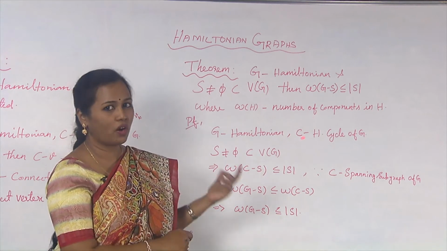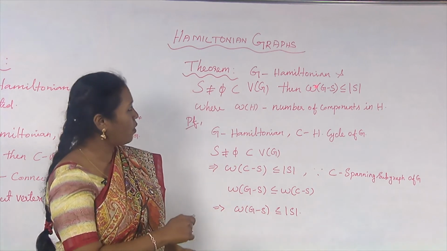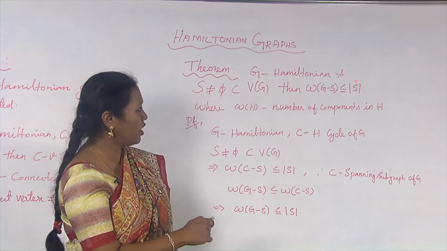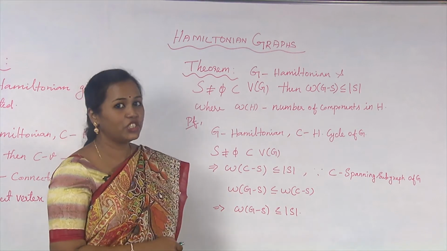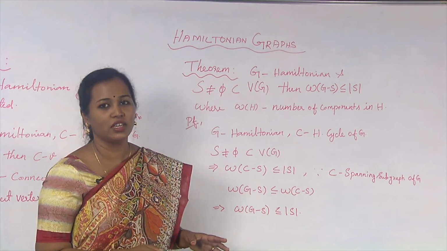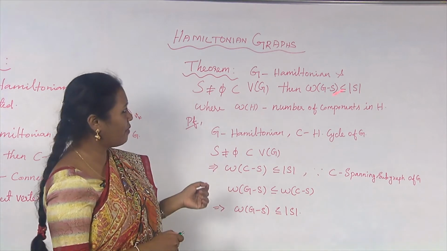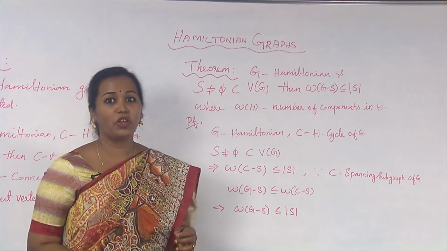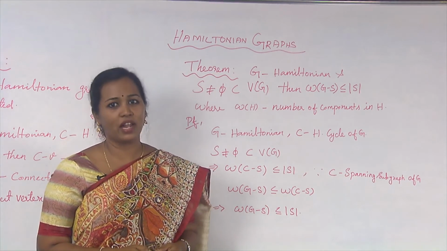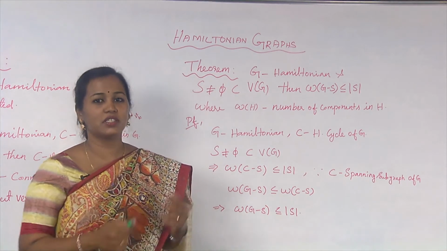Now, the converse of this theorem would be that if omega of G minus S is less than or equal to cardinality of S, then G should be Hamiltonian, but it is not. The best example for this is the Petersen graph. For the Petersen graph, this statement will hold true, but we all know that the Petersen graph is non-Hamiltonian. Therefore, the converse is not true.